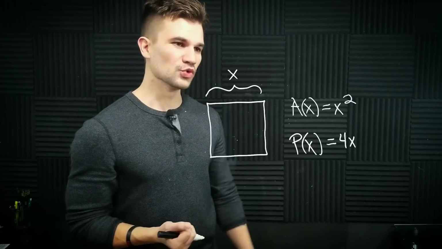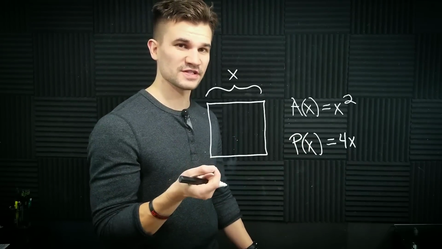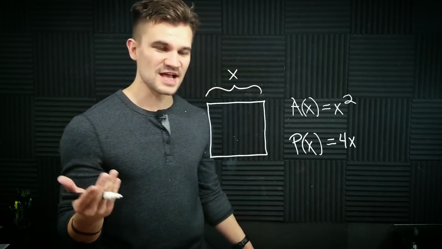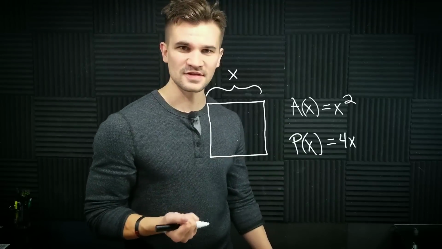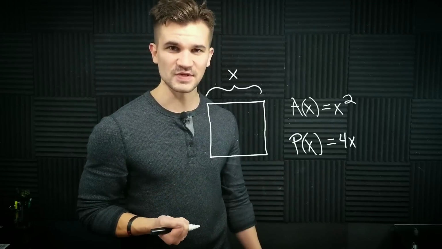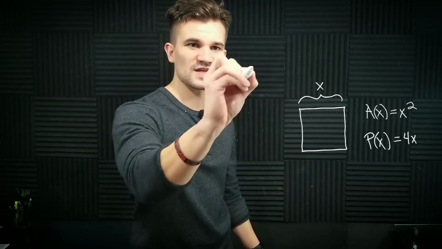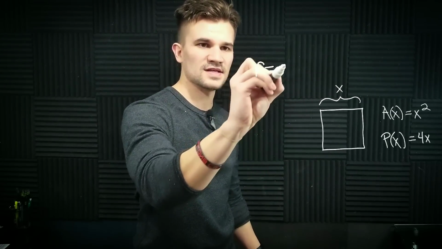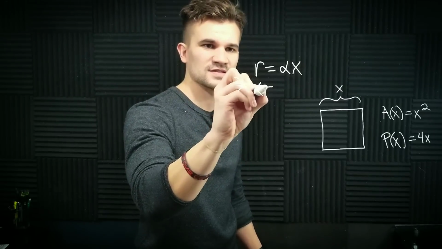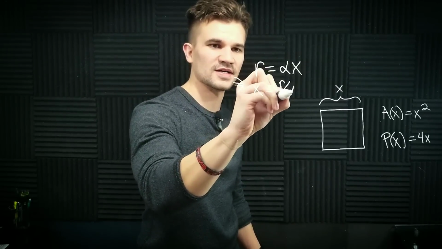Although I don't know what measure of the square is going to make the derivative of the area equal to the perimeter, I do know that I can probably express it as some constant multiple of the side length. So let's define a new measurement of the square to be some constant multiple of the side length. So we'll say that r is alpha times x, so that x is r divided by alpha.